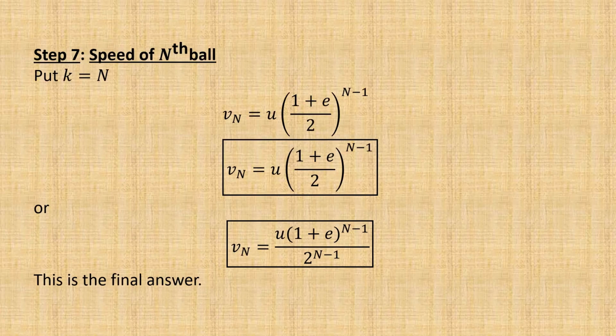Now we simply put k equal to n and we get Vn is equal to u times ((1 plus E) upon 2) to the power n minus 1. That is Vn is equal to u into (1 plus E) to the power n minus 1 upon 2 to the power n minus 1. And this is our final answer.